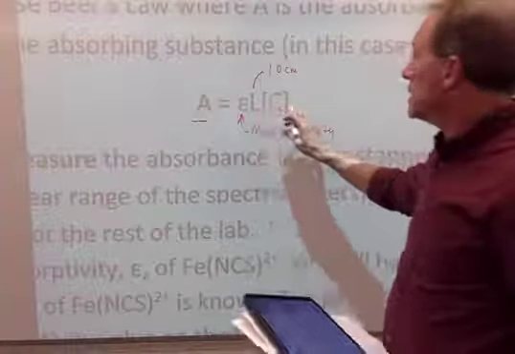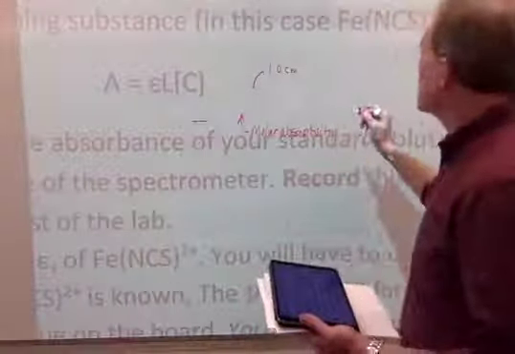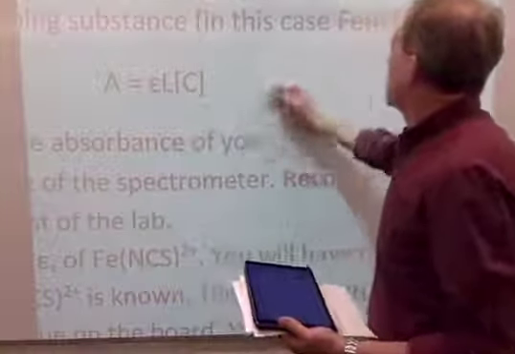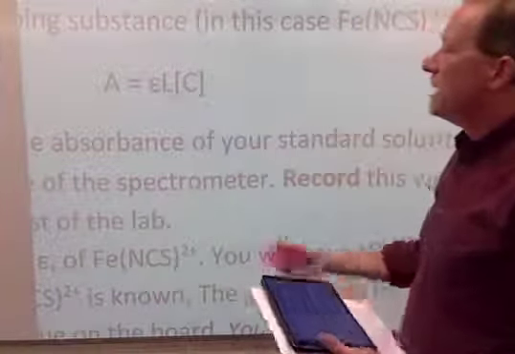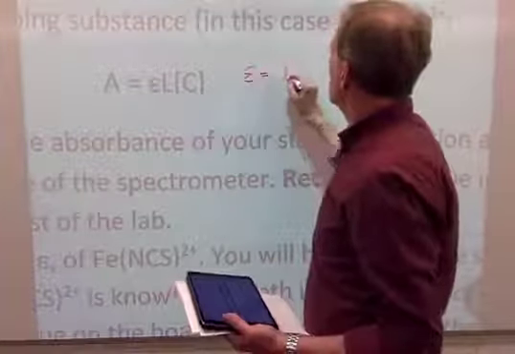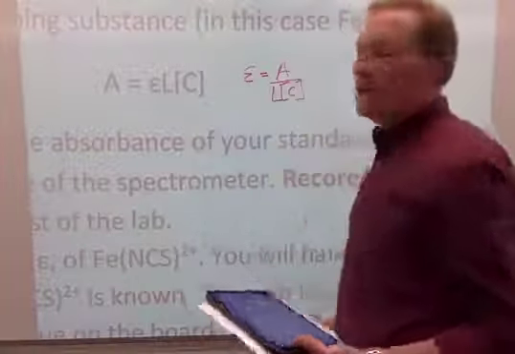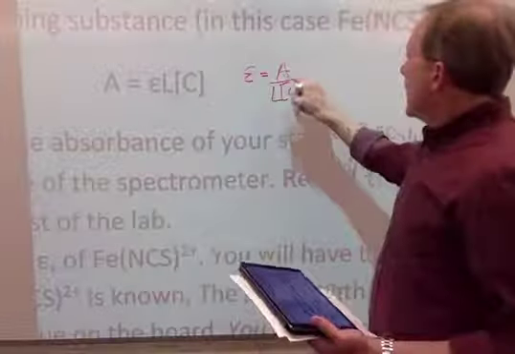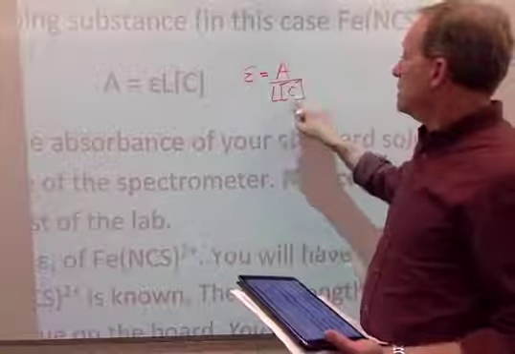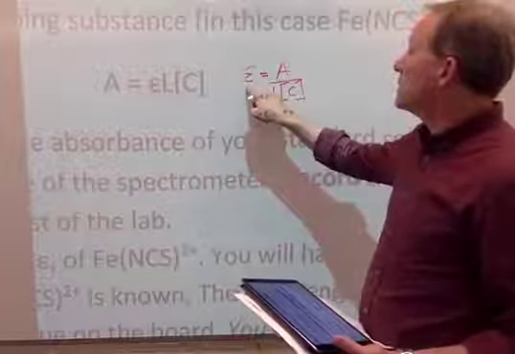So that looks like, if I move this over and make myself a little space, what we're going to do for part B is solve for epsilon. So epsilon is equal to absorbance divided by L divided by the concentration of our complex. And we're going to measure that in the lab. We're going to know that L is 1 centimeter, and we're going to know what the concentration of our complex is and be able to calculate epsilon.